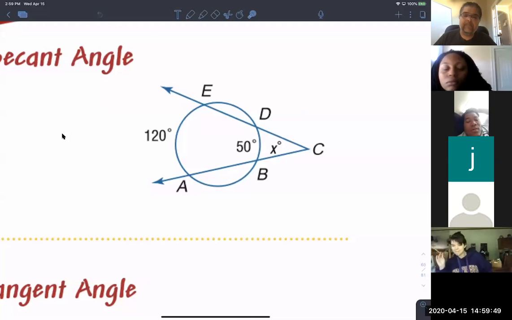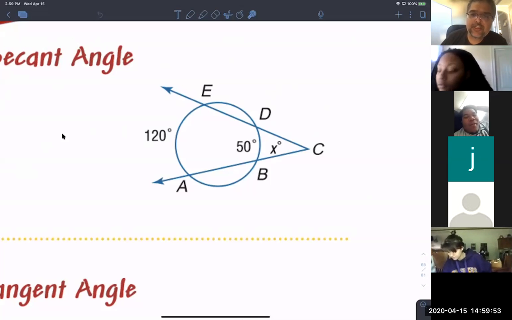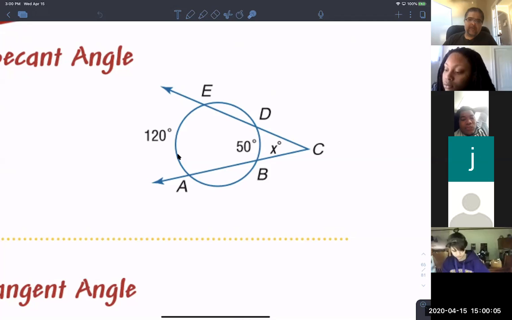So what do we do? What's the relationship that this angle has with these two arcs? Can anyone tell me? Unmute yourself, please. Ms. Warren, what do you think? You don't know? Okay.